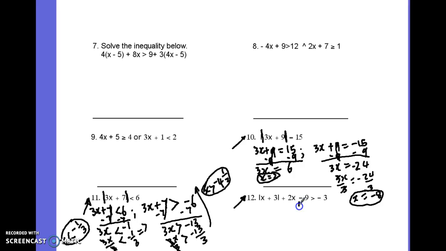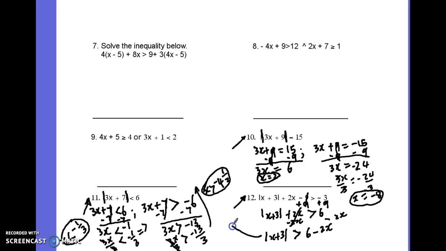So here we go. The first thing we do is we add 9 to the right side of the inequality and to the left. So in doing that, this is gone. So we have the absolute value of x plus 3 plus 2x is greater than negative 3 plus 9 is 6. And now to isolate the absolute value term, we have to subtract 2x. Like that. That's gone. So I get the absolute value of x plus 3 is greater than 6 minus 2x.